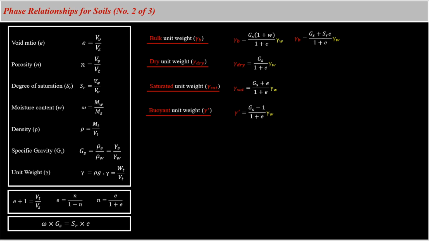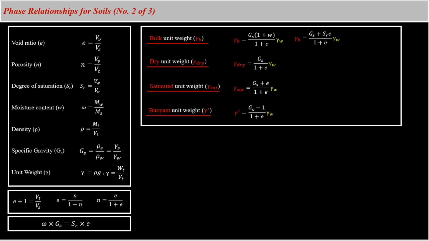And the last one is the buoyant or the submerged unit weight of a soil. I'm going to create a separate tutorial for this unit weight and for the whole concept, but for now, let's just say the buoyant unit weight is the saturated unit weight minus the unit weight of water. And if we replace the saturated unit weight with the equation which we just introduced, we will get this equation.